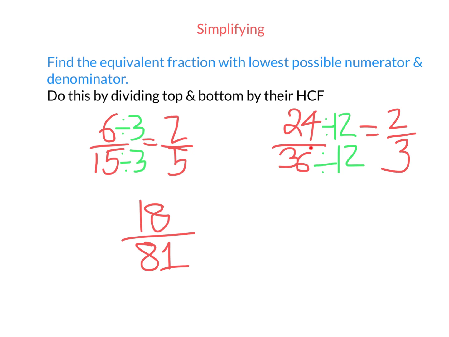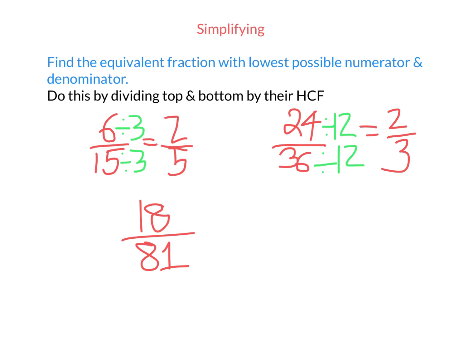If I gave you 24/36 of a pizza, you would get the same amount as if I gave you 2/3 of a pizza. But this fraction is said to be simplified because it has a lower numerator and a lower denominator. 2/3 is just simpler to understand than 24 over 36. So what about 18 over 81?